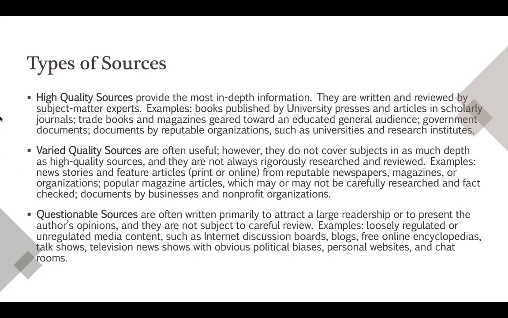So we've got different types of sources. High quality sources are the ones that have the most in-depth information. They're written and reviewed by subject matter experts. Those are the ones we've already kind of discussed a little bit. Varied quality sources can be useful, but they don't cover subjects in as much depth as the high quality sources. They may not have as much research and review behind them. News articles and things like that are edited, but they usually have to come out so fast that they may not be as reliable as something somebody spent 5 months writing.